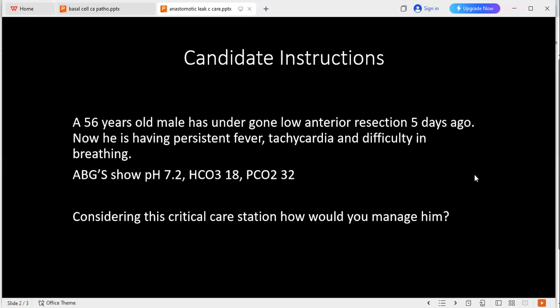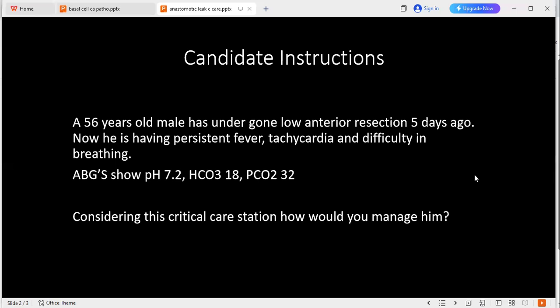After you've read the stem, please tell me what provisional and differential diagnoses you would consider. My provisional diagnosis will be peritonitis secondary to anastomotic leak, and the differentials could be atelectasis or maybe pulmonary embolism.